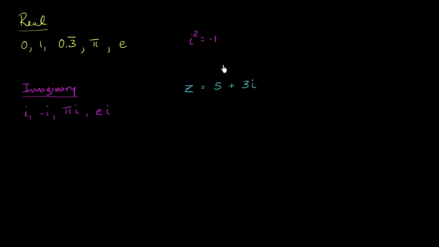A number like this, and let me make it clear, that's real, and this is imaginary, a number like this we call a complex number. A complex number has a real part and an imaginary part.